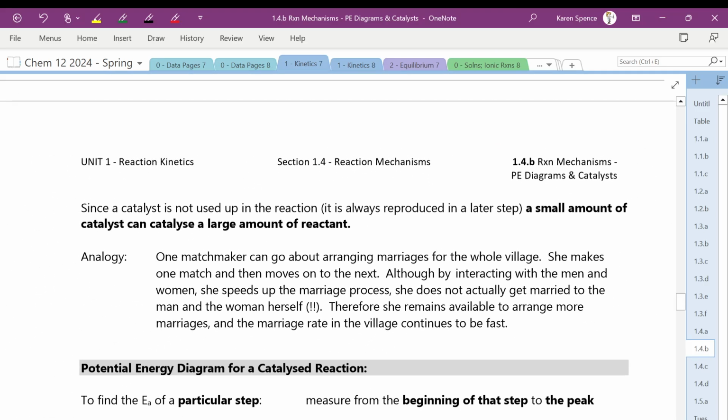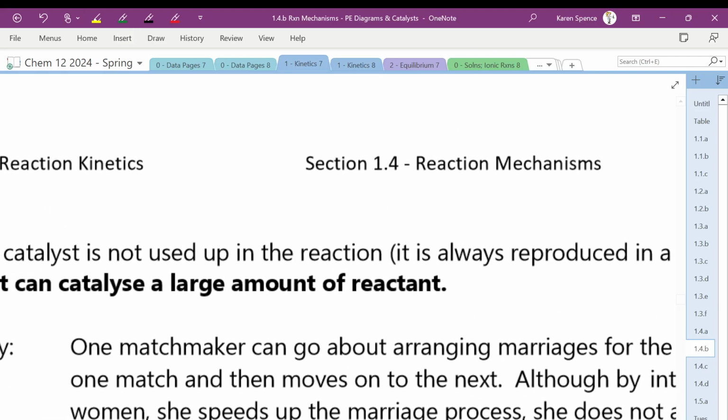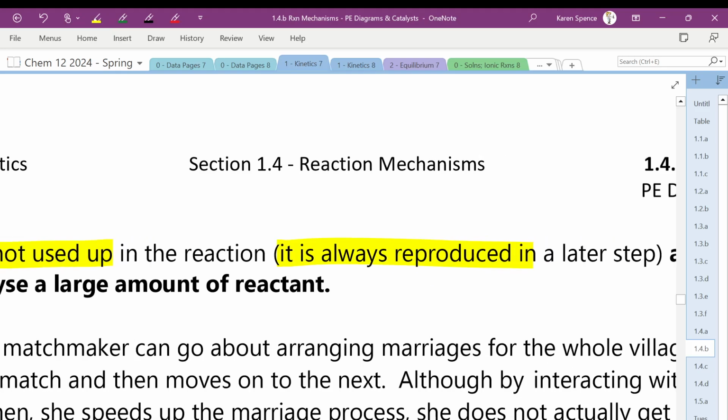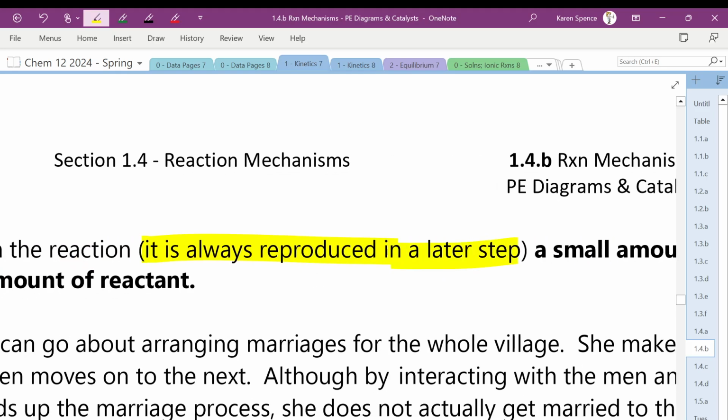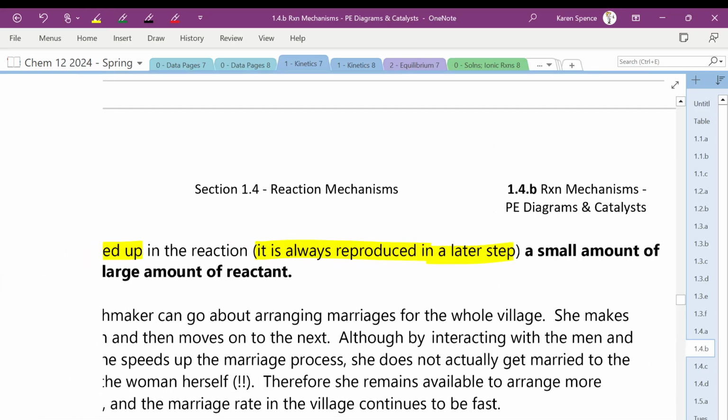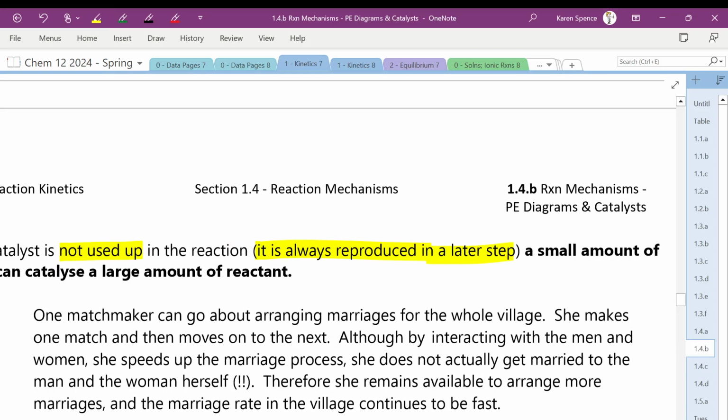Now, once a catalyst is used, it is always what? It does not get used up. What happens? It gets used, but then it gets produced. It is always reproduced in a later step. So what that means is that a very small amount of catalyst can catalyze a large amount of reactant. So you only need a small amount of catalyst.